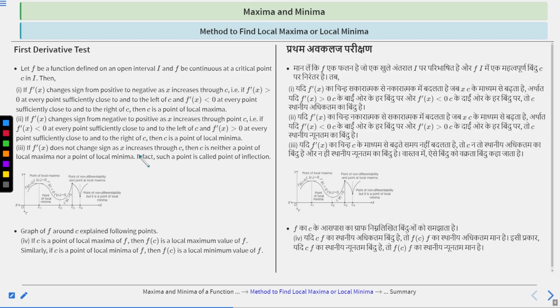Third, if f dash x does not change sign as x increases through c, then c is neither a point of local maxima nor a point of local minimum. In fact, such a point is called point of inflection, right? Next one.